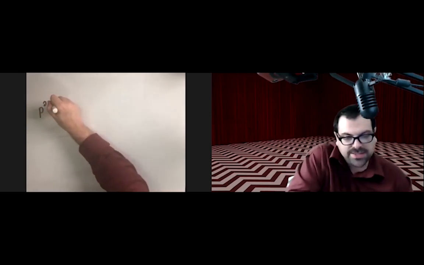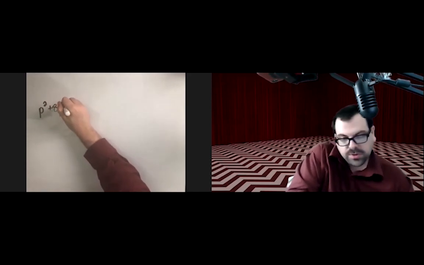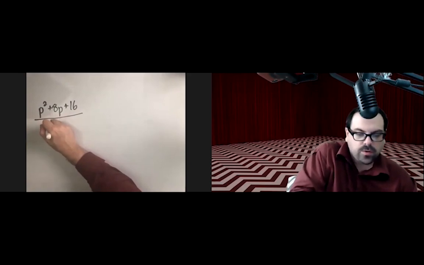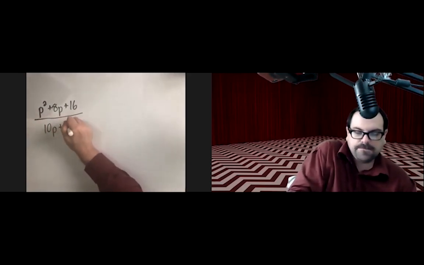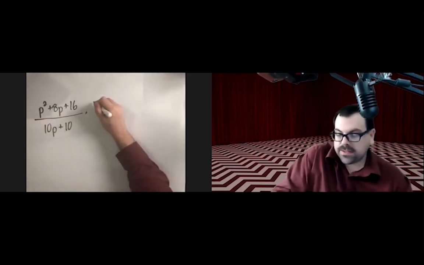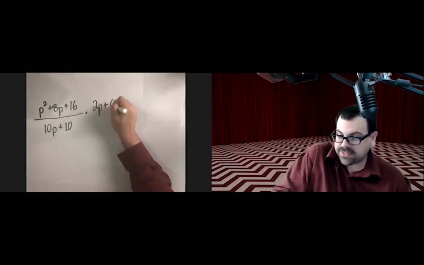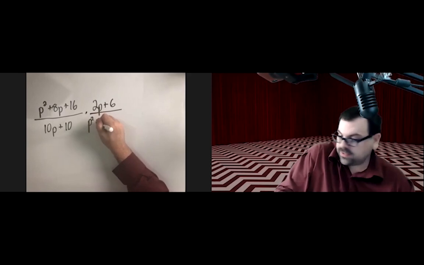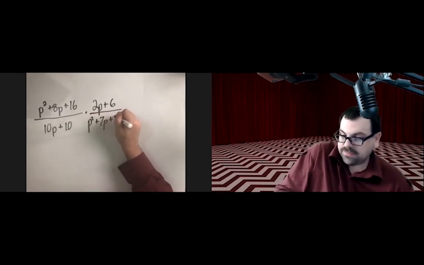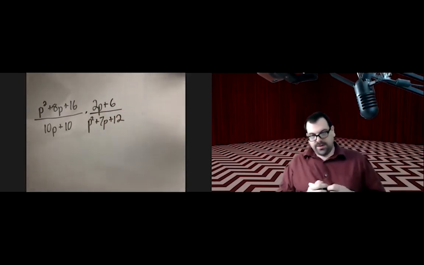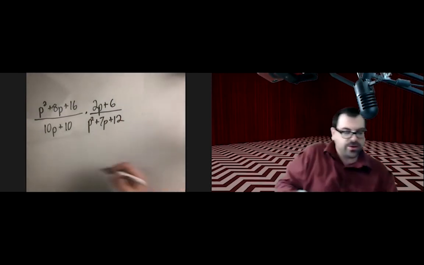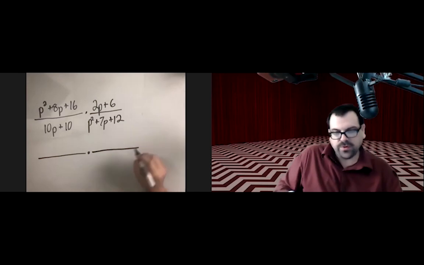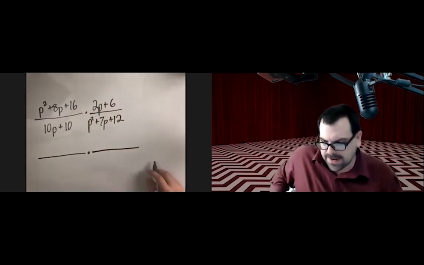P squared plus 8p plus 16 over 10p plus 10 times 2p plus 6 over p squared plus 7p plus 12. I'm not going to bother color coding this time. I think we're getting the hang of what we're doing. We're just going to factor everything we can.